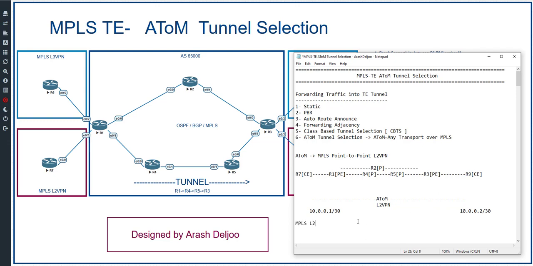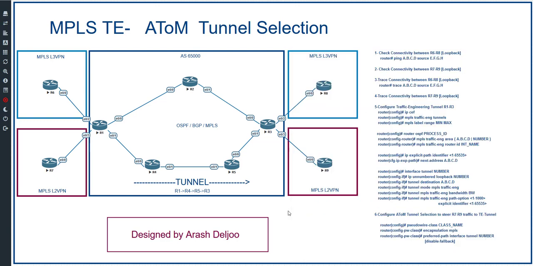Okay, until now we learned that any transport over MPLS is the MPLS layer 2 VPN. We call this type of VPN any transport over MPLS in the point-to-point form. And after that we have another type of MPLS VPN, MPLS layer 3 VPN. MPLS layer 3 VPN is another service in the MPLS.